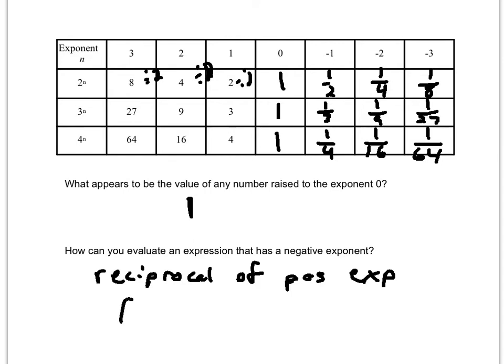Okay, so example. 2 to the negative third is the same as 1 over 2 to the positive third. So it's the same as 1 over 8.